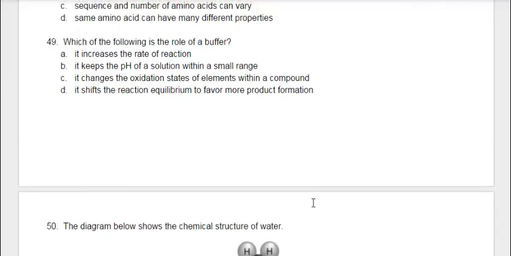49. Which of the following is a role of a buffer? A. It increases the rate of reaction. B. It keeps the pH of a solution within a small range. C. It changes the oxidation state of elements within a compound. D. It shifts the reaction equilibrium to favor more product formation.